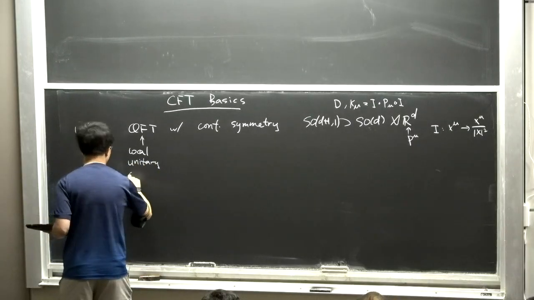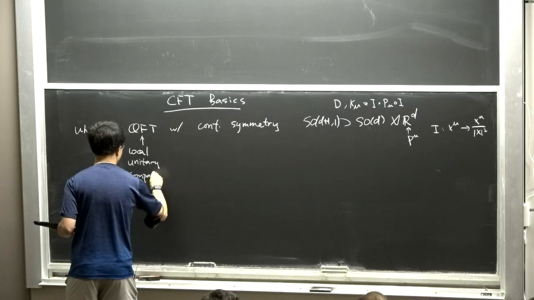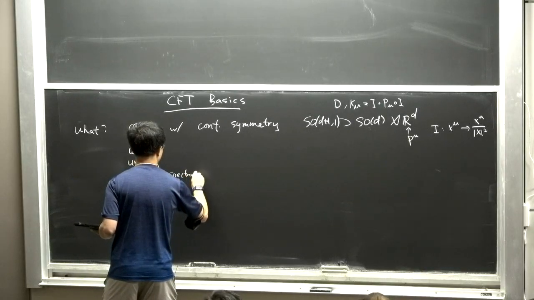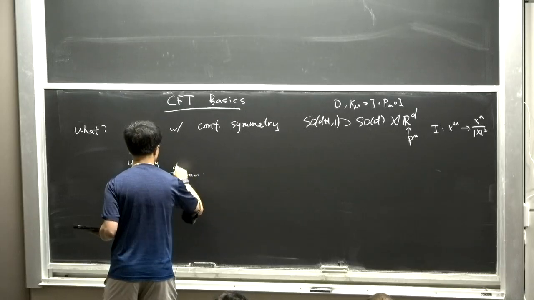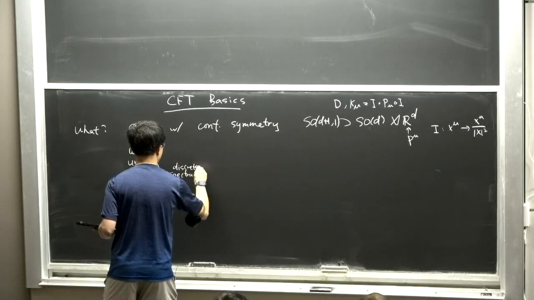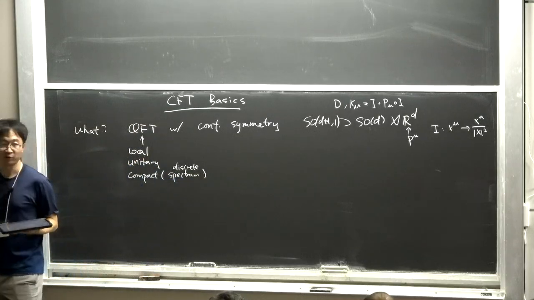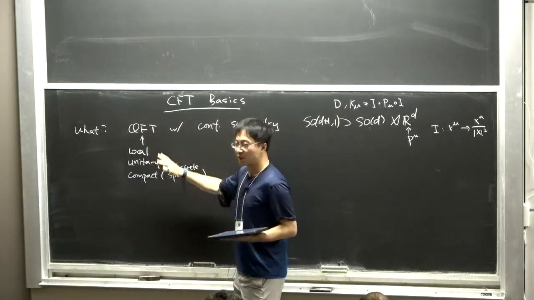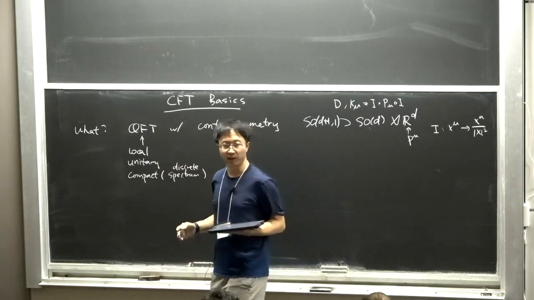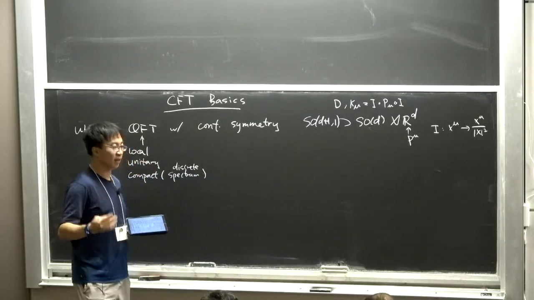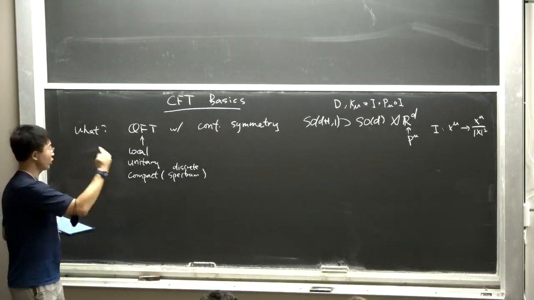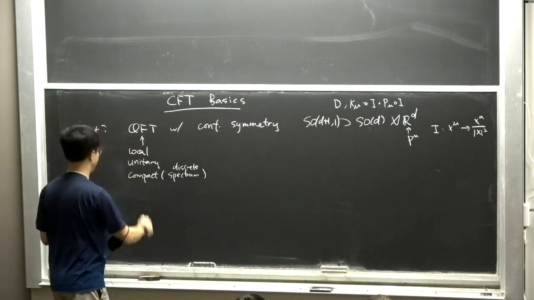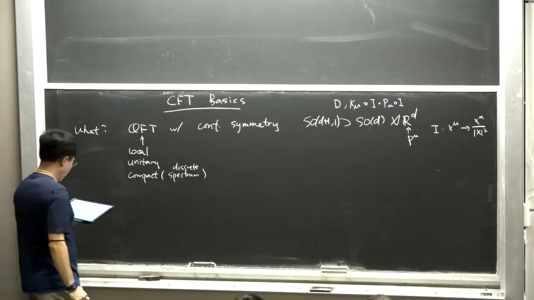And furthermore, it's compact, in the sense that it has a discrete spectrum on a compact spatial manifold. I emphasize these restrictions are not satisfied by the most general class of conformal field theories, many of which are very interesting. But just to limit our discussion, we'll focus on this particular nice class of conformal field theories.